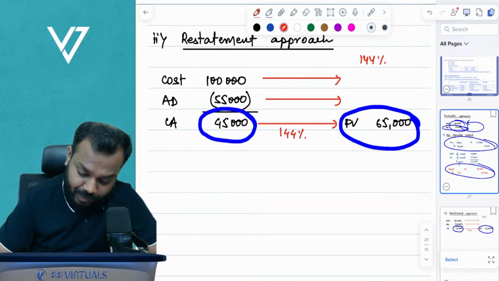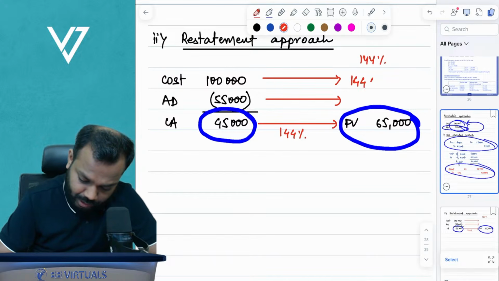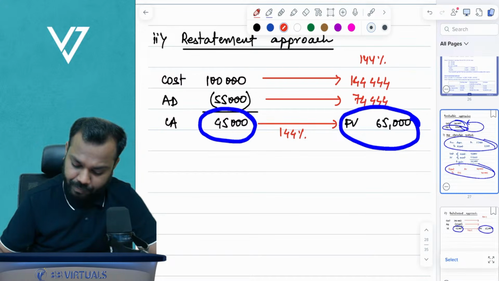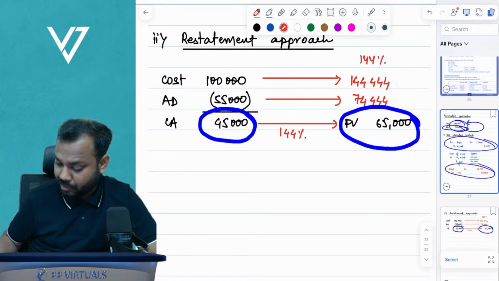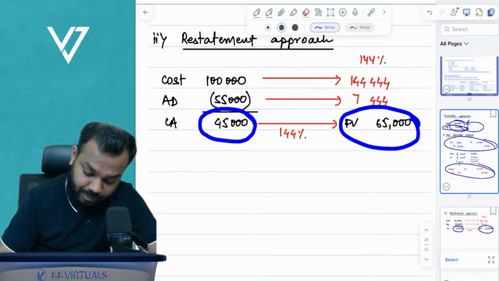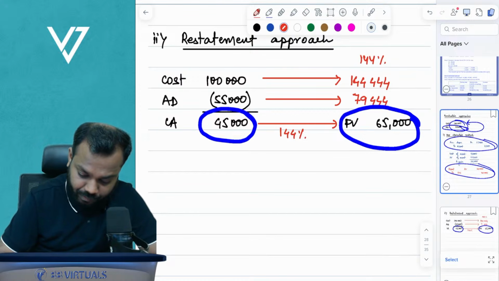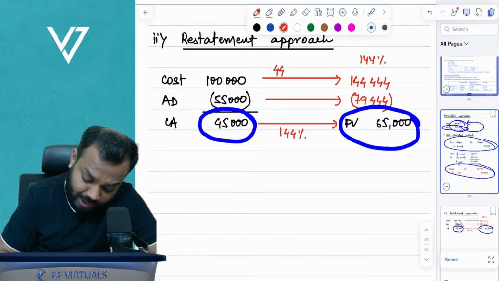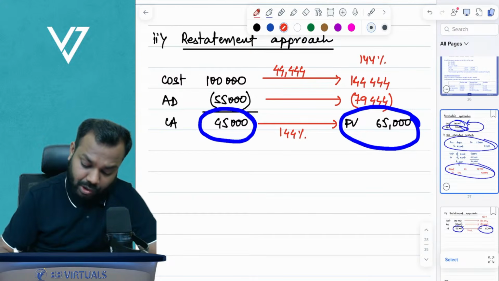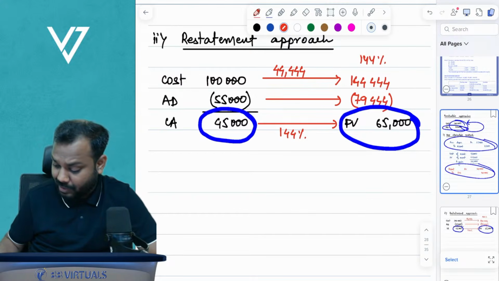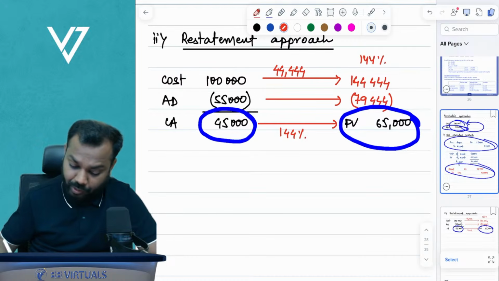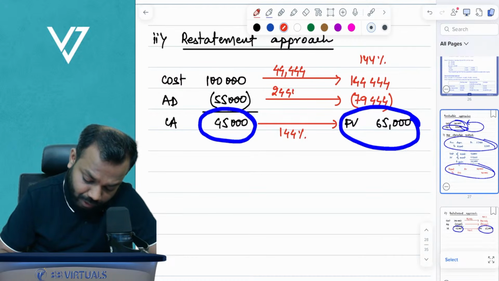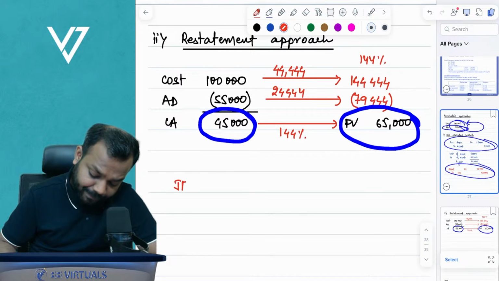So it will be 144,444. It will be 74,444. Just let me check whether the figures are correct or not. 79,444, not 74,444, 79,444. So what is the increase of the cost? Your cost increased by 44,444. Your accumulated depreciation increased by 24,444.